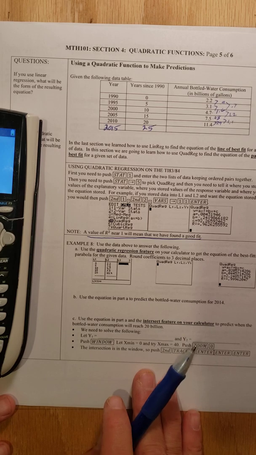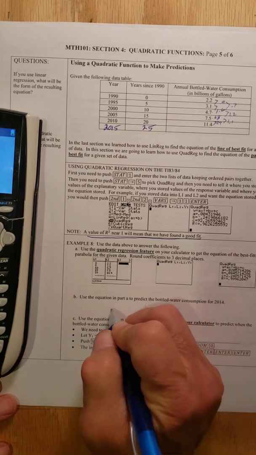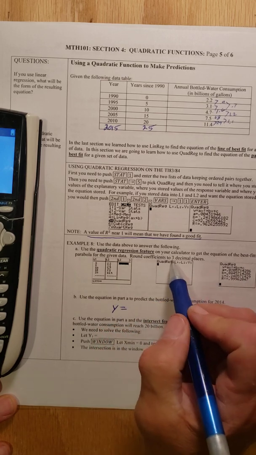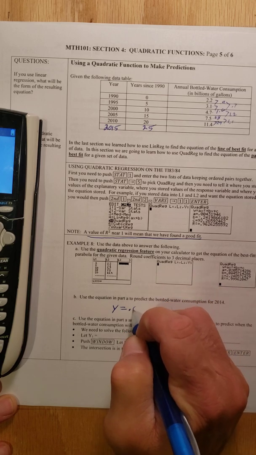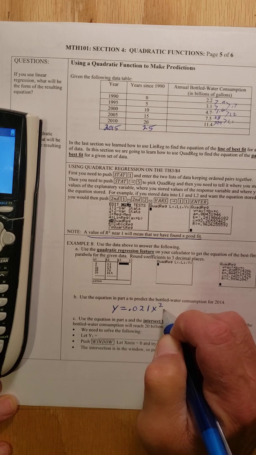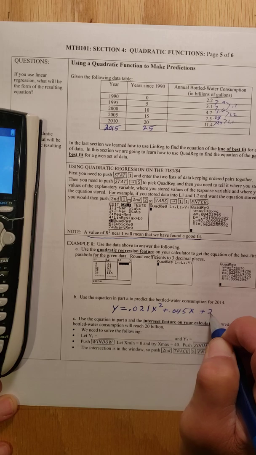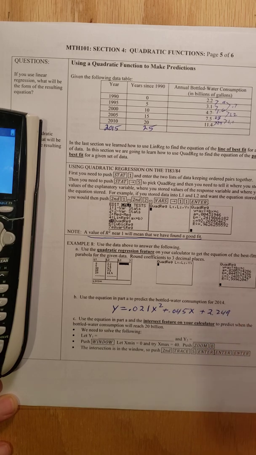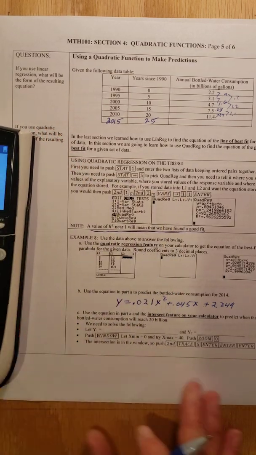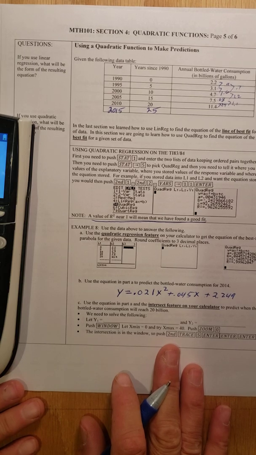All right, so we run this regression, and what do we get? It doesn't tell me 3 decimal places, so I'm going to get y equals 0.021x squared plus 0.045x plus 2.249. Those are the values I'm taking right from my calculator.